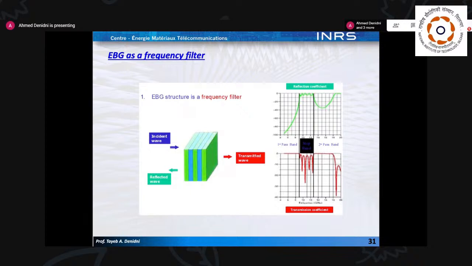Here we can see in this example some measurement of the reflection coefficient. When the reflection coefficient is near 0 dB, this means the structure is reflective. Here the energy passes. We can think in terms of reflection coefficient or transmission coefficient. The same thing here: good transmission, and here, weak transmission. This means they represent the stop band gap of this structure. And we can control this band, and sometimes we can make it dual-band.